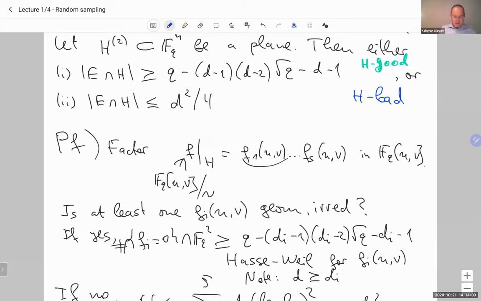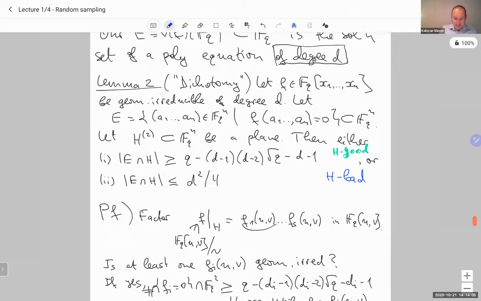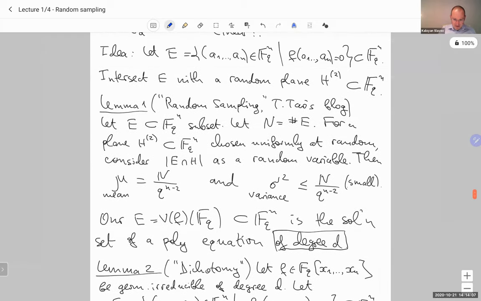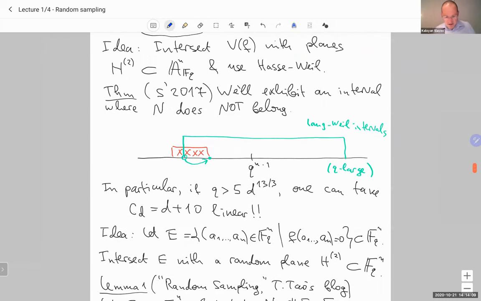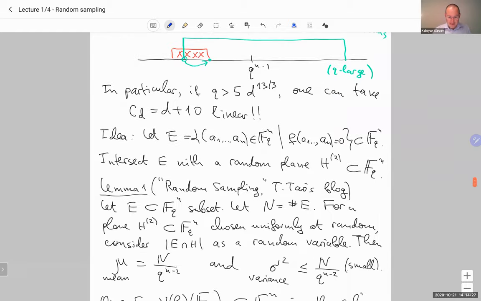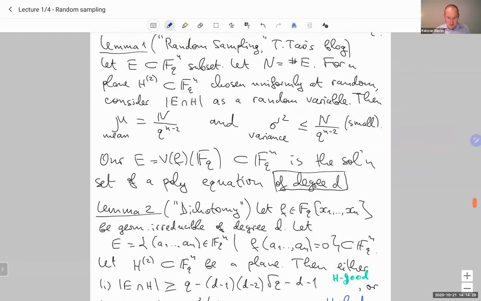Okay, so now we are ready actually to give the proof. Let me just scroll up to remind you what we're proving. We're going to prove that there is an interval. We are going to exhibit an interval where capital N does not belong. And then, fortunately, luckily, this interval will overlap with the Lang-Weil intervals when we look at what's available in the literature. Okay, and these are our two lemmas.